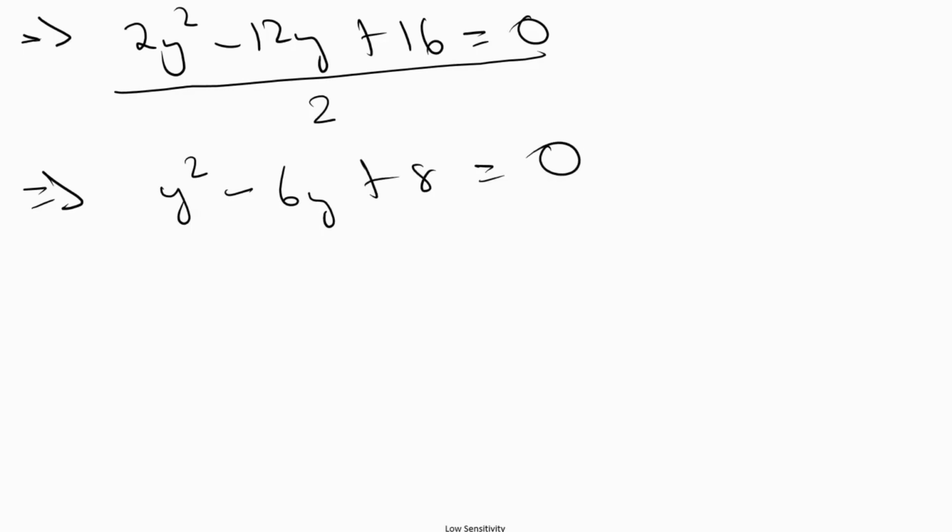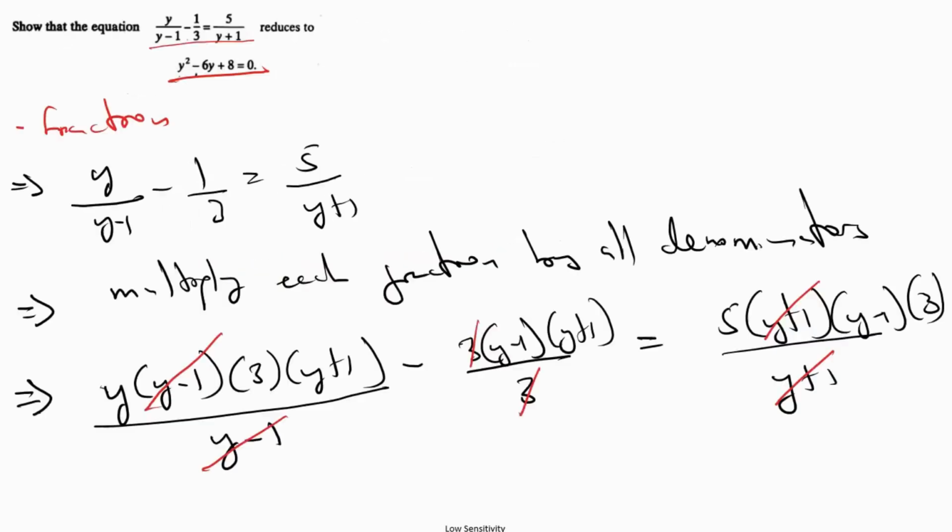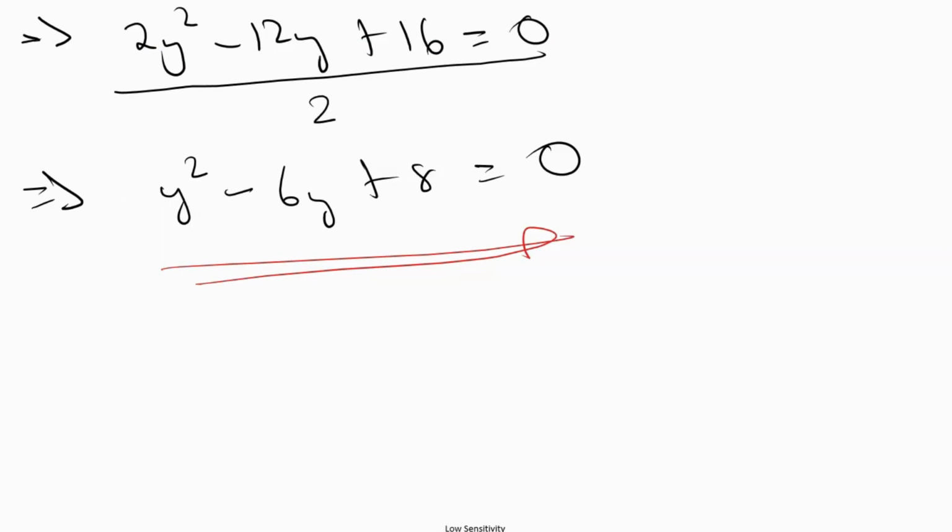So this is what we wanted to show. We wanted to show that this equation reduces to y squared minus 6y plus 8. We did that by simplifying the fractions there, and we get y squared minus 6y plus 8 equals 0. So we have shown what we wanted to show, so that is the end of our tutorial.